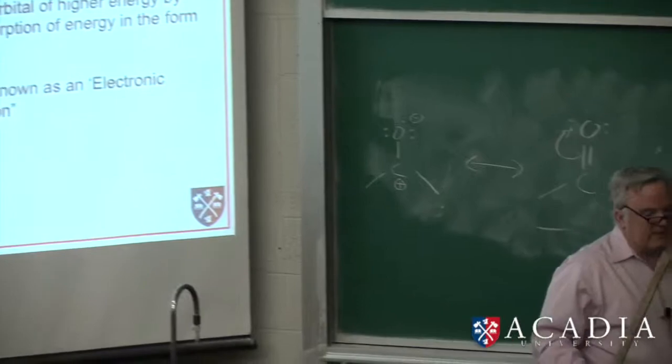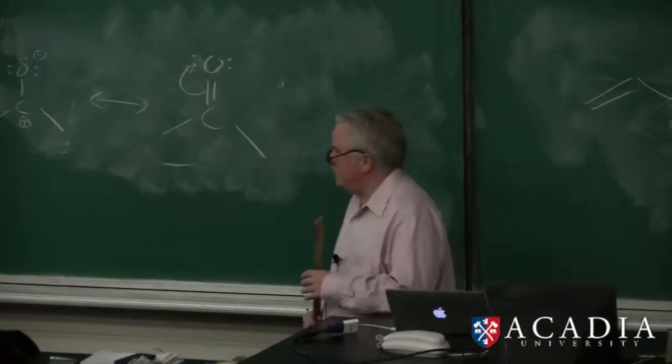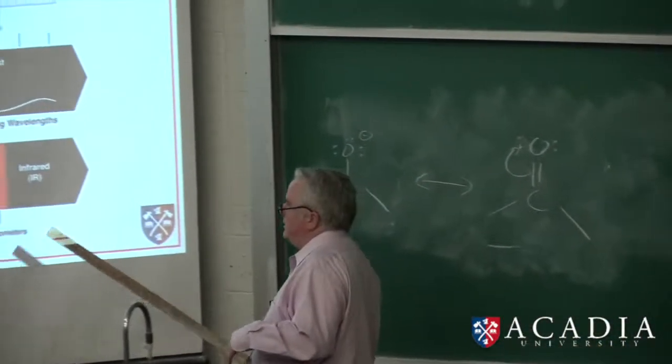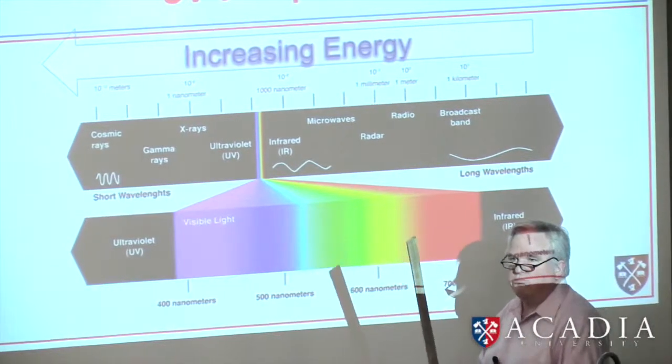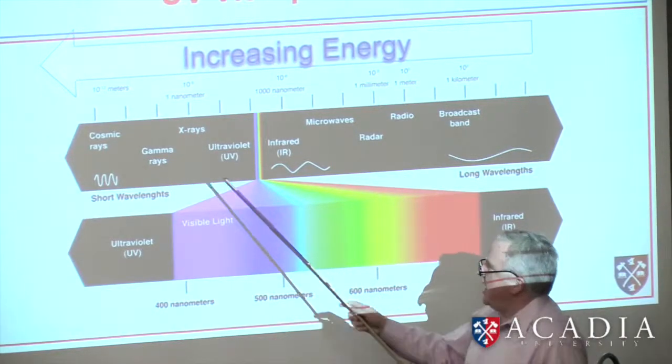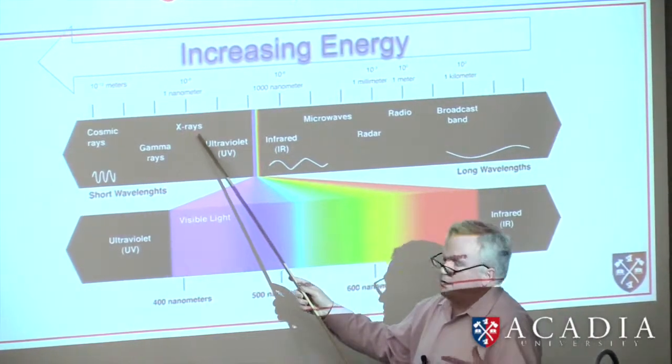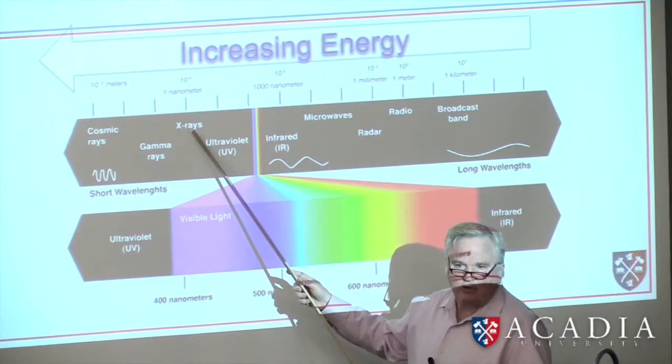Now let's take a look at the electromagnetic spectrum, right? So this is the electromagnetic spectrum. It's very, very broad. You go to the hospital, they use light, electromagnetic radiation of the X-ray region.